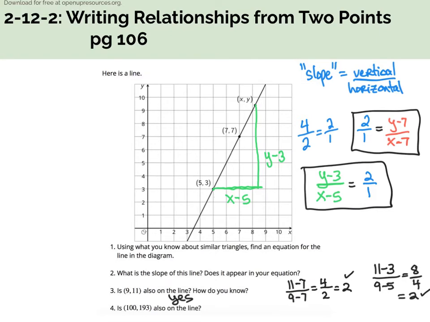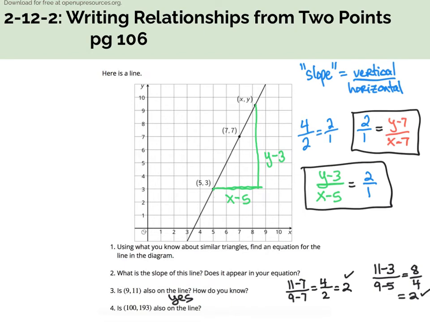So let's go ahead and answer number 4, is (100, 193) on the line. I'm going to do that work over here. And again, as we showed, we can actually use either equation and it will work. So I'm going to use this top one. I'm going to put in my y and my x, and I'm going to see if it equals 2, or 2 over 1.